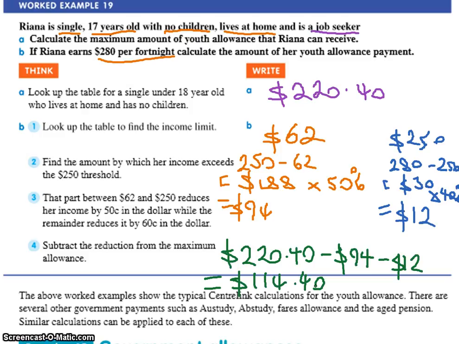All right, very quickly, we'll just go over what we did. We worked out what the maximum was she could get. The absolute maximum was 220 and 40. Then we had to work out how much we had to take off. Because she earned $280, she not only was over the 62, she was also over the 250 mark. So anything over the 250 mark, we took off 60%, which means we were left with $12. Anything between 62 and 250, we had to take off 50%, which meant we were left with $94. Everyone happy with that? Yeah.